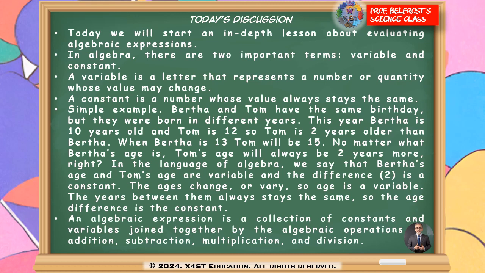And we use these two terminologies in any algebraic expression. So what is an algebraic expression? An algebraic expression is just a collection of constants and variables joined together by the algebraic operations like addition, subtraction, multiplication, and division.